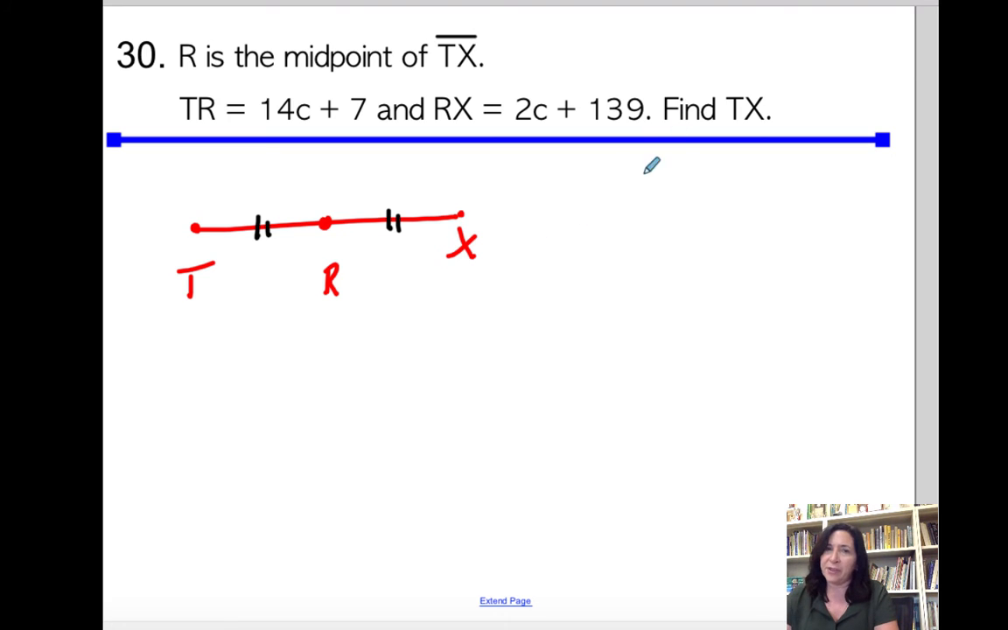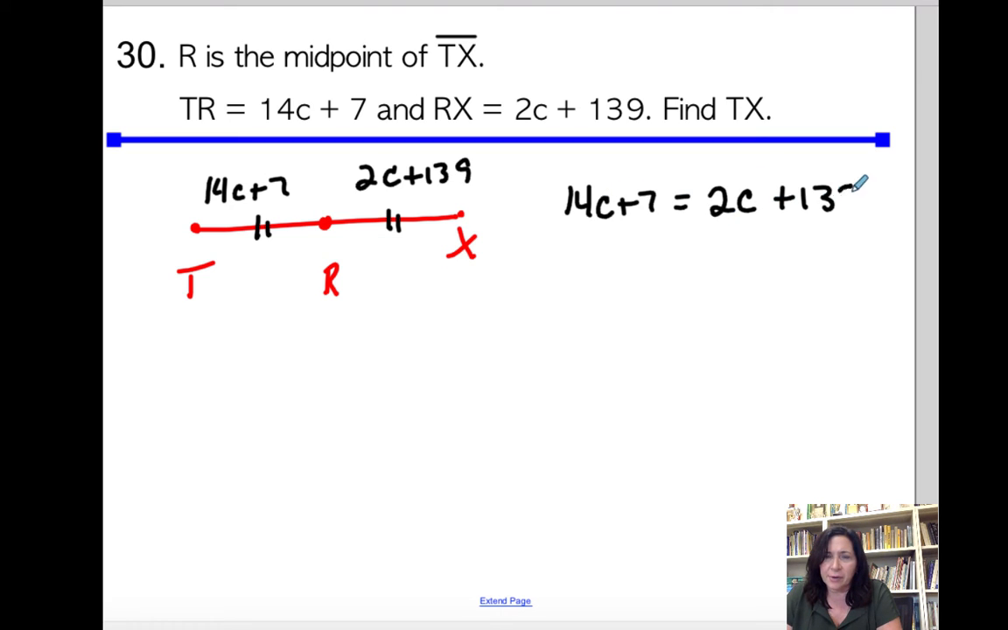That's your midpoint theorem. This is telling me that tr is 14c plus 7, and it's telling me that rx is 2c plus 139. Your job is to find tx. So tx, oh, they want the whole length. Well, I know that equals that. So I can just say 14c plus 7 is equal to 2c plus 139.